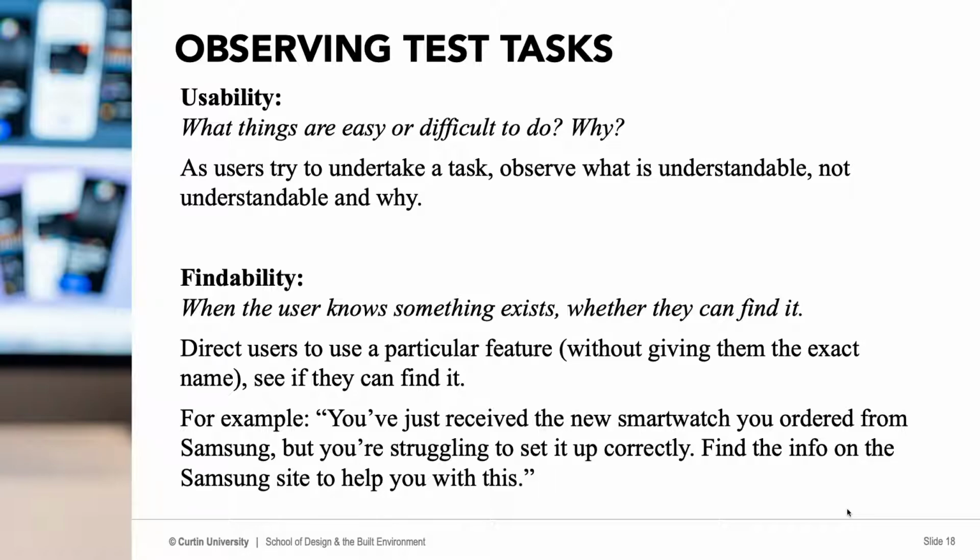The first thing is this area of usability. Which things are easy for people to do and which things are hard for them to do, and why in either case? That's the kind of questions you're trying to answer. As the user tries to undertake the task, observe what appears to be understandable to them and what appears not to be understandable to them, and why. What are the pain points that are causing that friction?